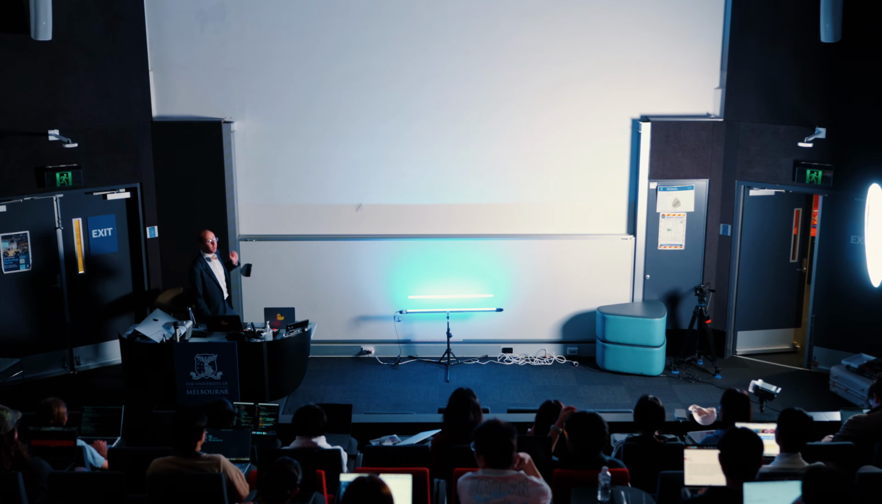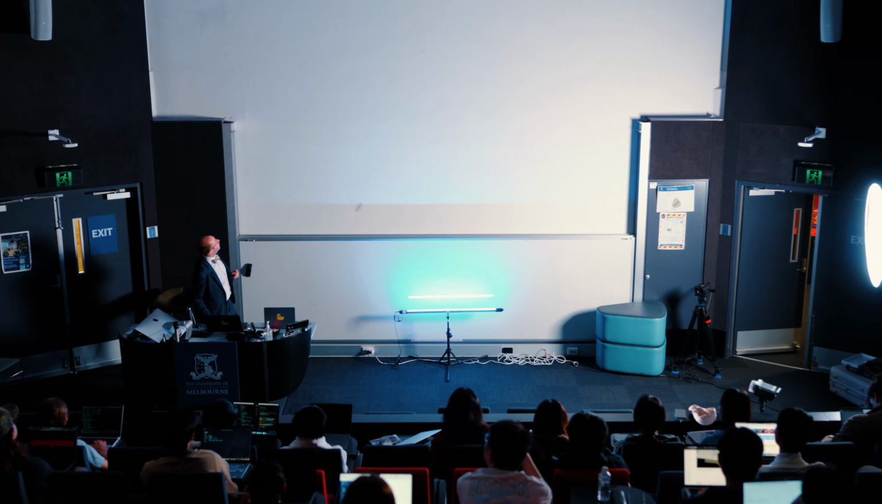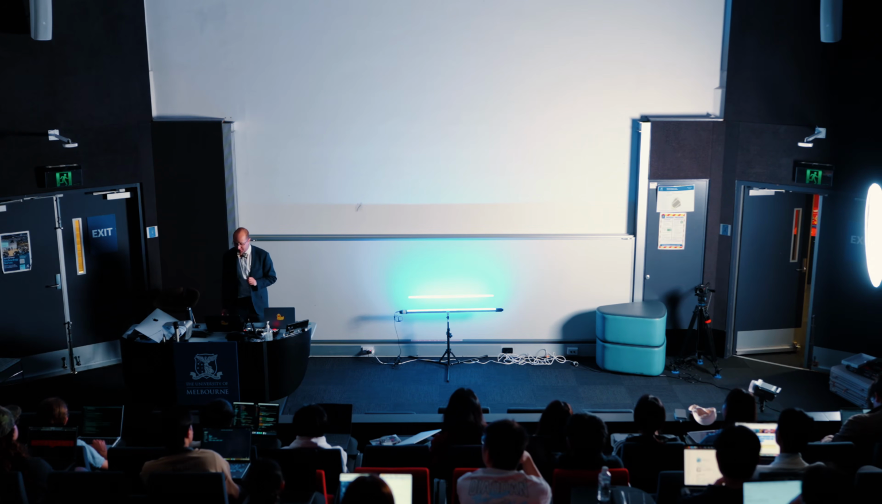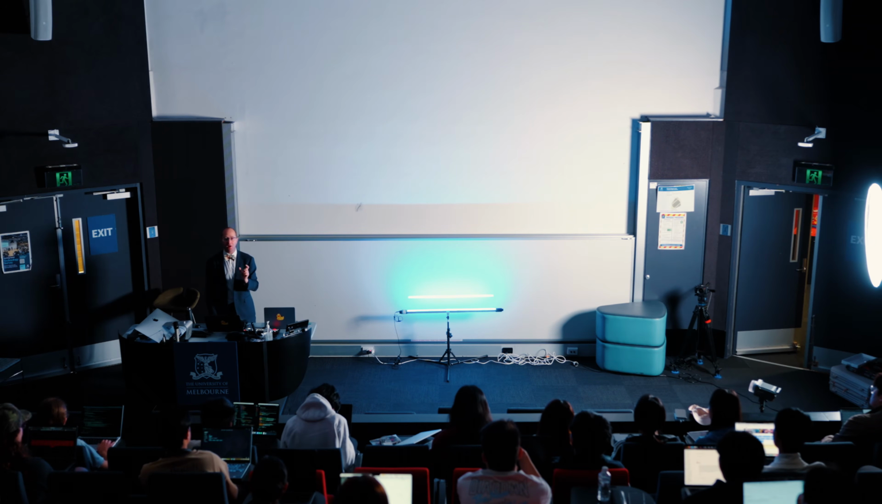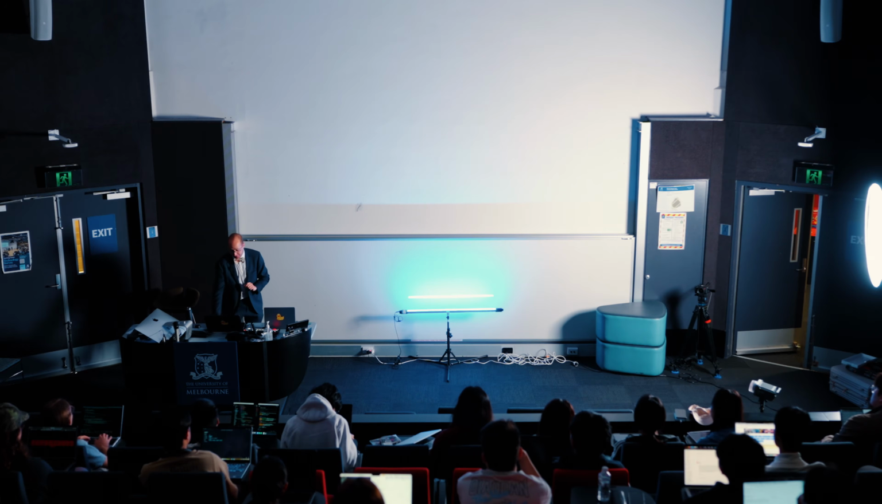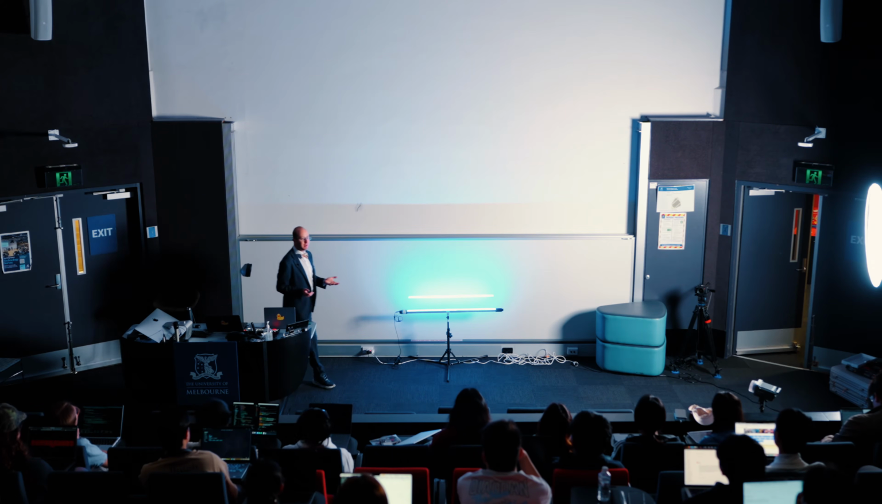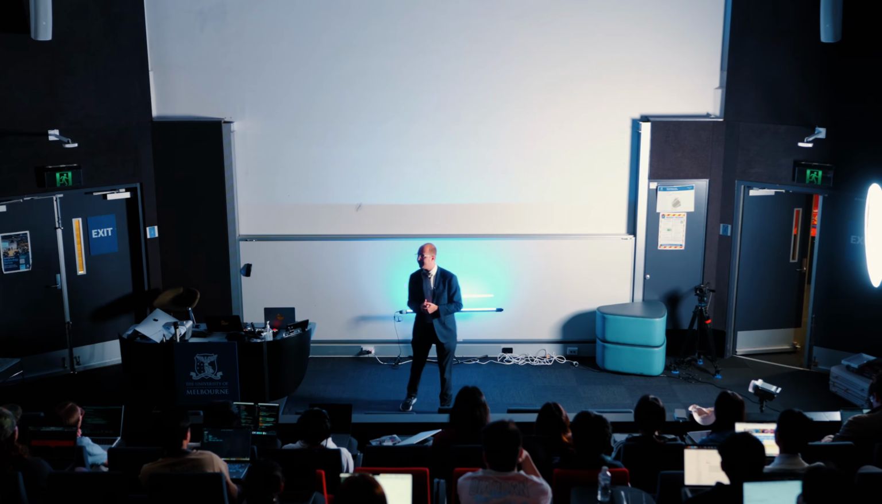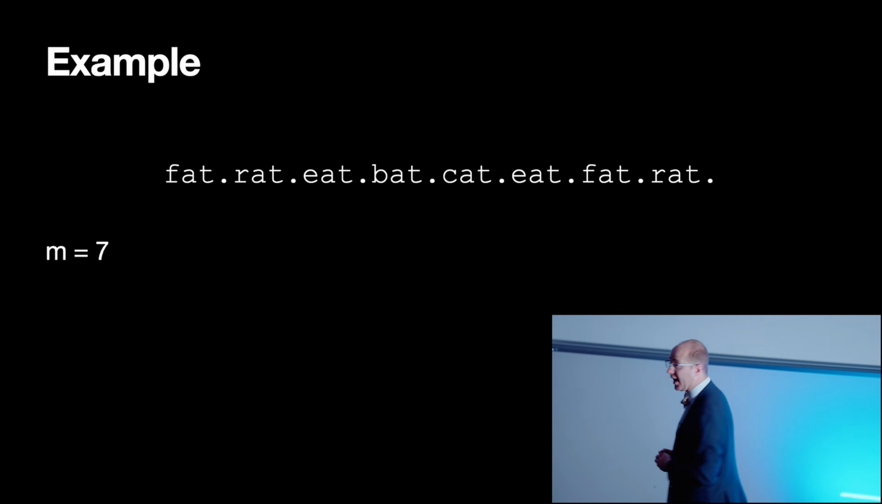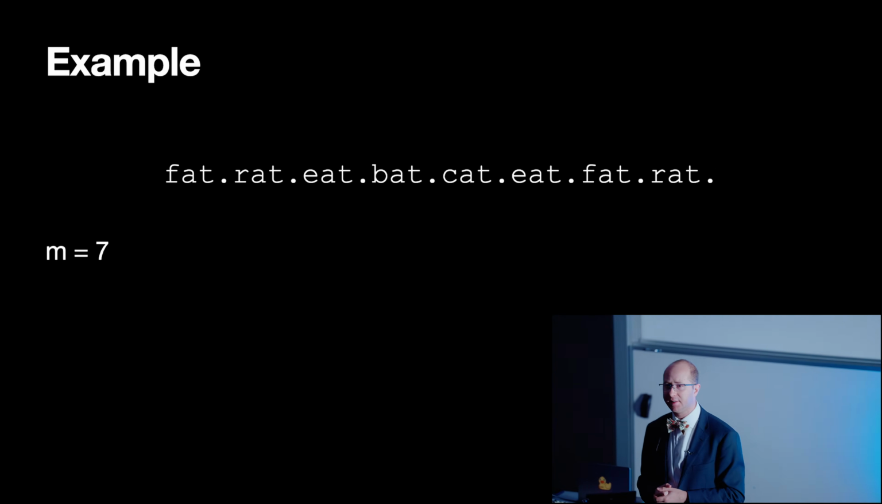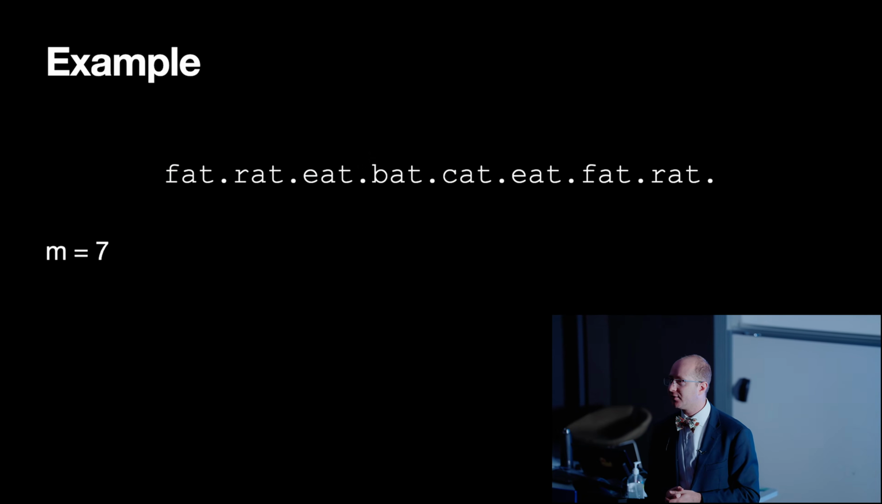So how quickly and efficiently can we find a repeated set of L characters? If the repeat is 4 letters long, L would be 4 in this case. Here is an example of a sequence: fat.rat.eat.bat.cat.eat.fat.rat. Can anyone see a pattern of letters in this one? Are there any repeated sets of letters?